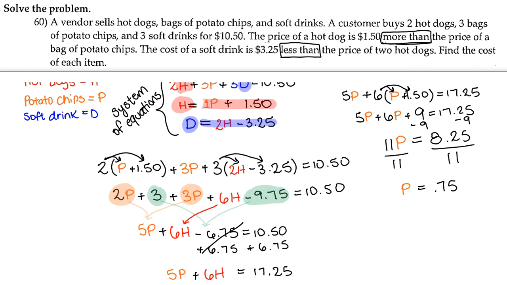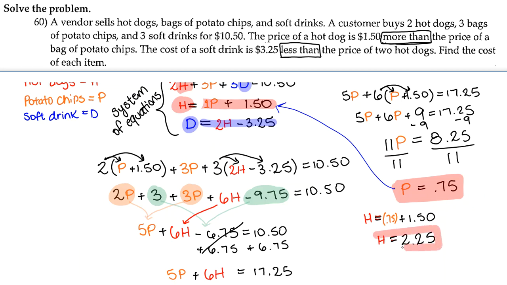So now that we have one of our variables solved, we can easily just plug this into one of our equations to solve for the other one. I would recommend plugging this into our second equation because that will give us our h. So let's go ahead and do that. That's going to give us h is equal to p plus 1.5. But since we know p is 0.75, we can just substitute that for p. And that's going to give us h is equal to 2.25.